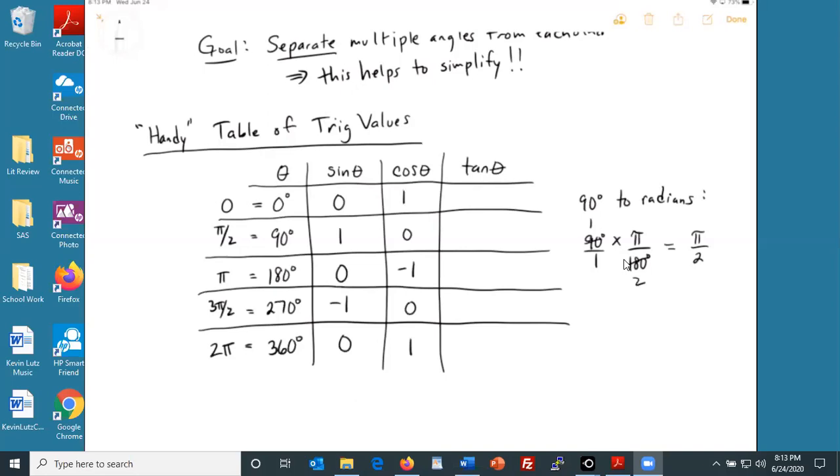Now remember, tangent, you don't even really need the calculator at this point. The tangent is sine divided by cosine. So if I take my sine and cosine values and divide them, I can get tangent without a calculator. So 0 divided by 1 is 0. 1 divided by 0 is undefined. 0 divided by negative 1 is 0. Negative 1 over 0 is undefined. And 0 divided by 1 is 0.